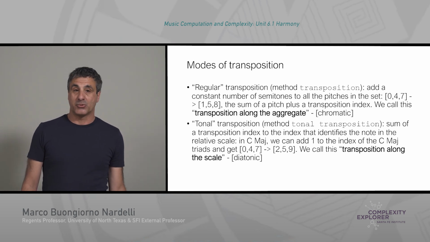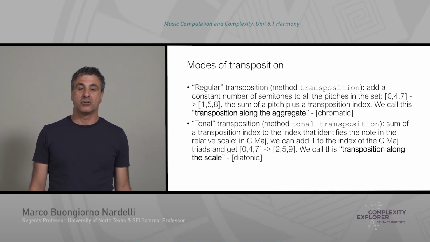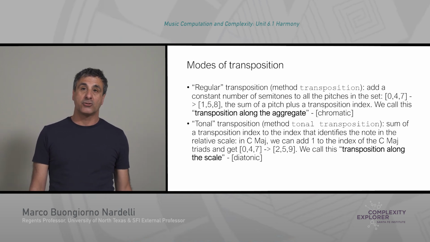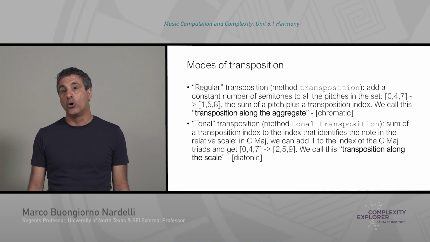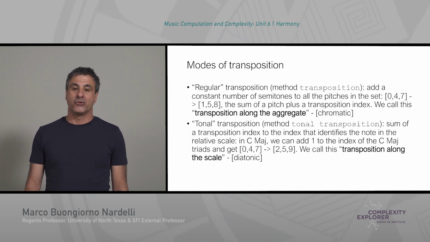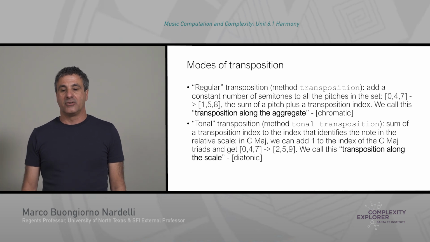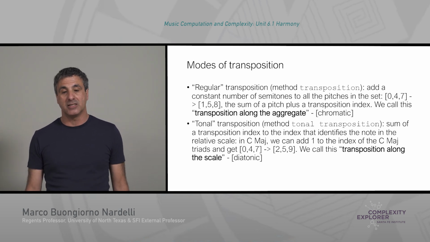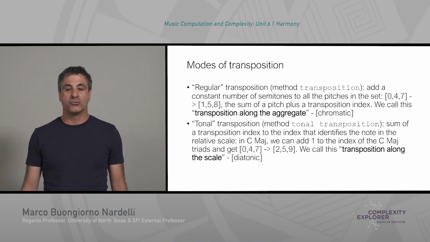The tonal transposition is instead the transposition along the scale. That means if I'm in C major, the only pitches that I can go to in transposing are pitches that belong to that scale. So in this case, instead of transposing, say, by 1 semitone, here I transpose by 1 step on the scale, and so I go from C, E, G to D, F, A. And this is a transposition along the scale.